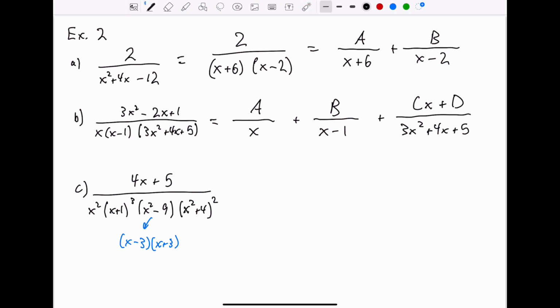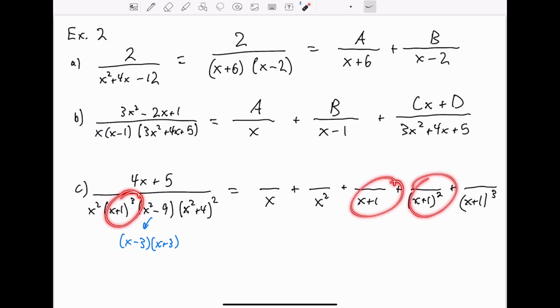Each factor will get its own fraction. So I have a factor of x squared. It's a repeated linear. This will give me 2 fractions. The first one has a denominator of x. The second one has a denominator of x squared. The factor x plus 1 cubed gives me 3 fractions. The first one is something divided by x plus 1, and then something divided by x plus 1 squared, and then something divided by x plus 1 cubed. Notice how this repeated linear factor gives me 3 fractions in the decomposition.